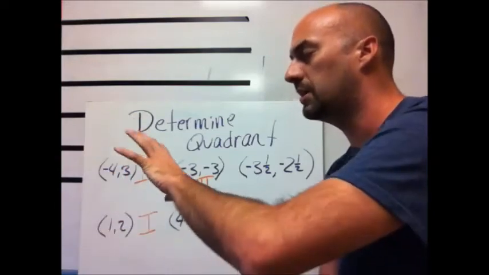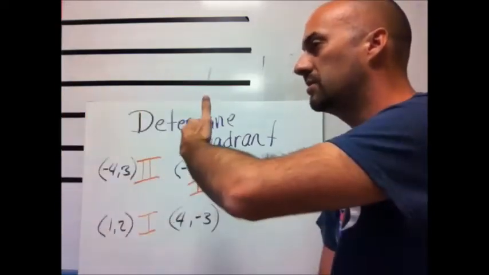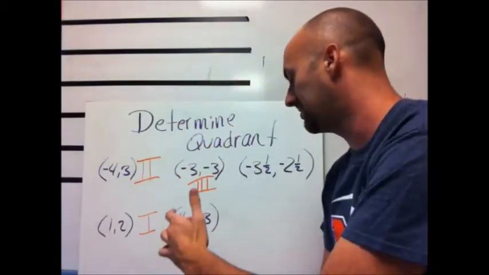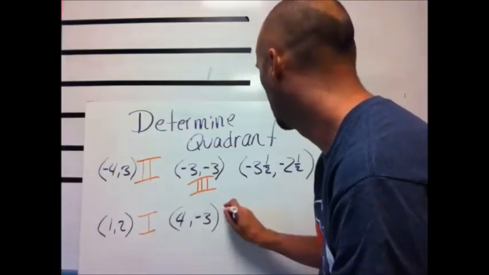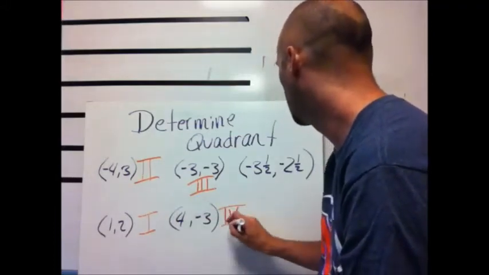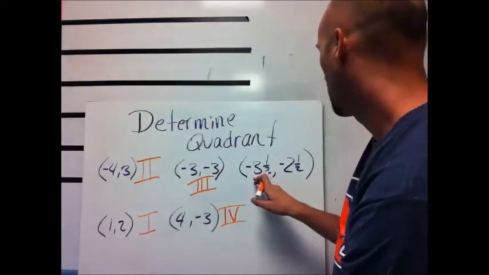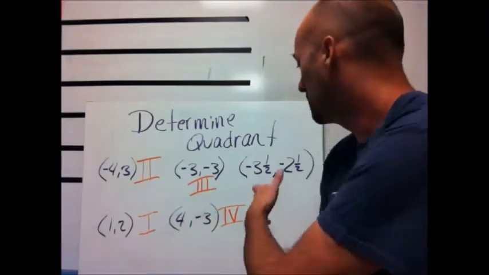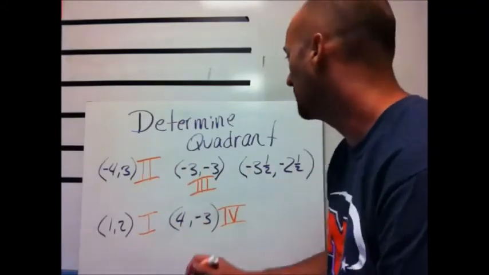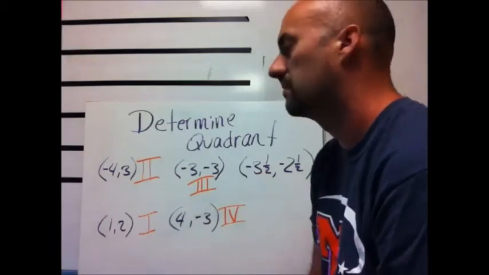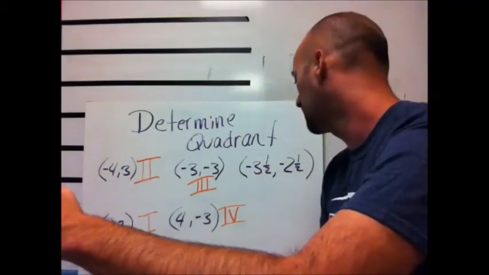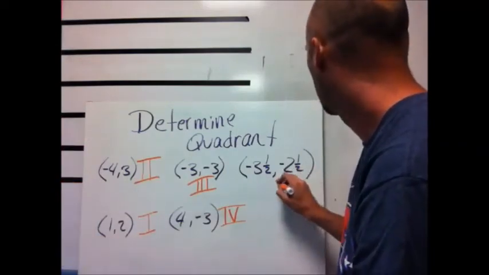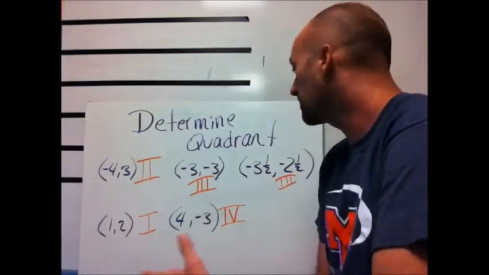Okay, visualize it again. 4. Am I walking right or am I walking left? I'm walking right into positives. Negative 3. Am I going up or down? I'm going down. So I'm going positive, negative. That puts me in quadrant 4. Okay, and then lastly here, notice that I have these rational numbers here, these fractions and stuff. Don't worry about that. It doesn't change the quadrant just because there's a fraction there. Negative 3.5. So I've got to go left to get to negative 3, and I've got to go down to get to negative 2. That puts me in quadrant 3.